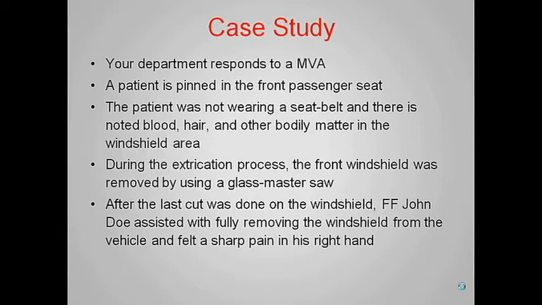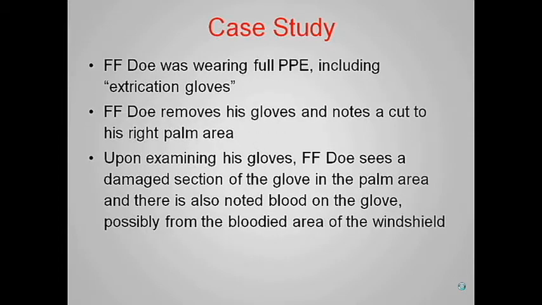When the last cut was done, a firefighter reached up and assisted with removing the windshield from the vehicle and felt a sharp pain in his right hand, in his palm area to be exact. The firefighter was wearing his full protective equipment, including extrication gloves, and as he removed his gloves to find out what the sharp pain was, he noted a cut across his right palm. When he examined his gloves, he noted there was a damaged section of the glove in the palm area, and there was also blood on the glove, possibly from the transfer from the windshield. It's not necessarily known if the damage on the glove was prior to the accident, but regardless, there was a cut through the glove of the hand.